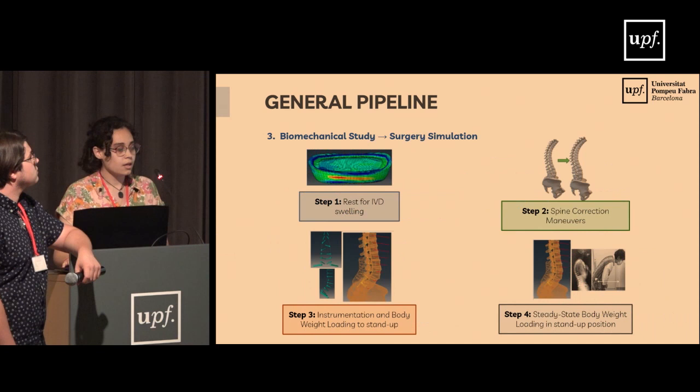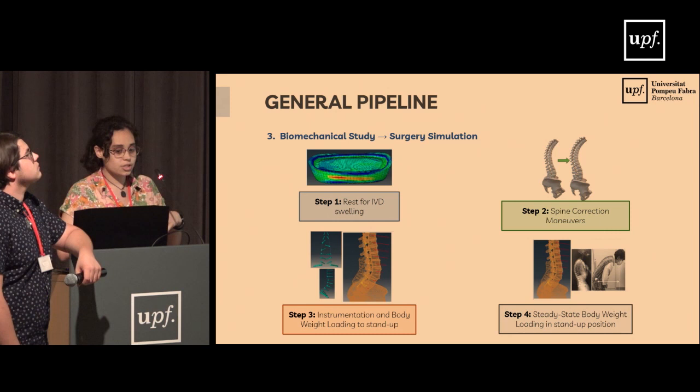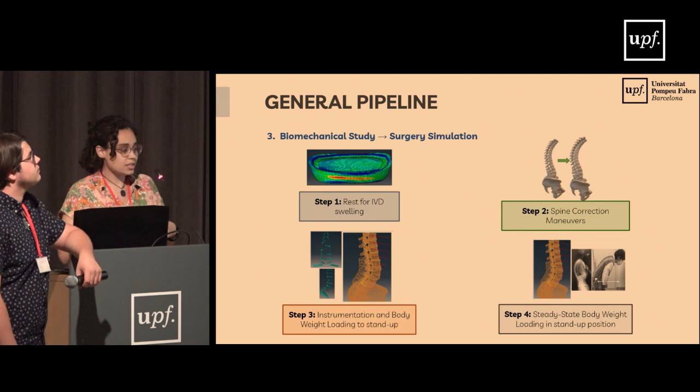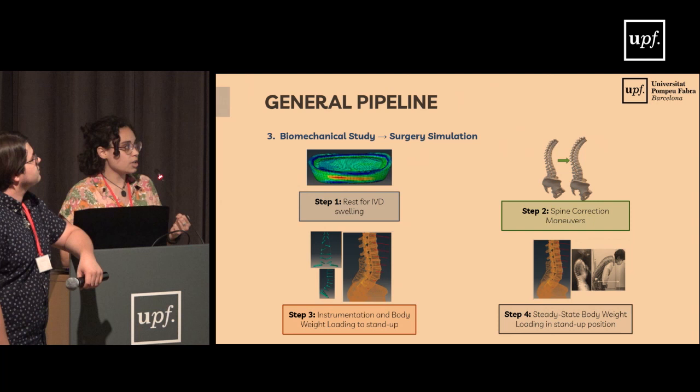Finally, a brief explanation of how we simulated the surgery. The first step was to simulate the IVD swelling. And then we removed the tendons and forced some deformation in the model of the spine to imitate the procedures that the doctor would follow.